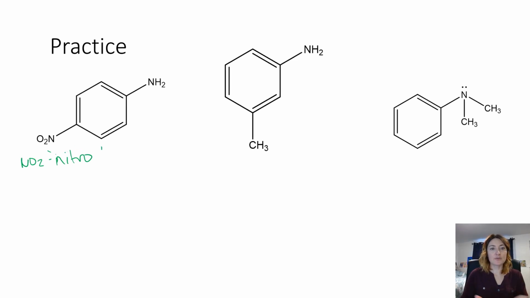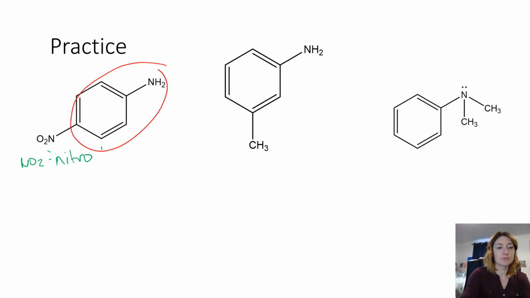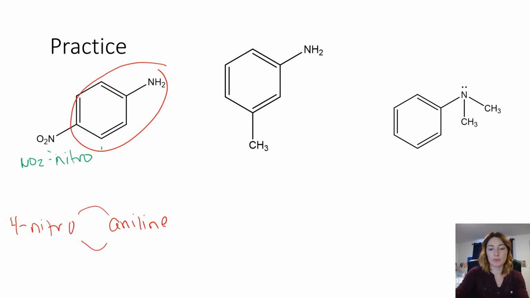All right, so for this first one, we are again starting with aniline as our parent chain. So this is aniline, and we have a nitro group on the 4th position. So it's not coming off of the nitrogen, so it does not need to have an N, but this is 4-nitroaniline, and that would be one word. I'm just terrible at planning out my words.